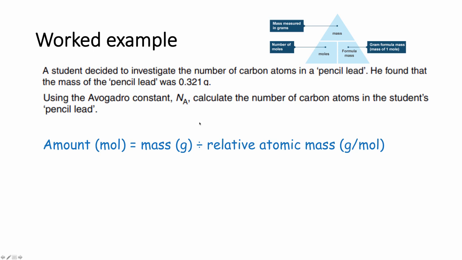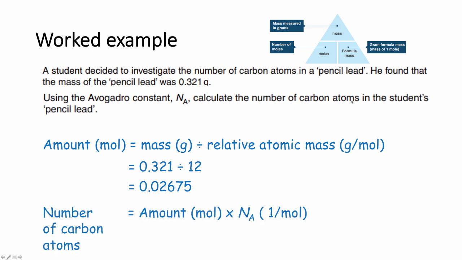So we want to know the amount of moles, so we need the mass given to us in the question, and we divide that by the relative formula mass, or in this case, because it's carbon atoms, the relative atomic mass. We divide the mass given in the question, 0.321, by the relative atomic mass, which we can find in our periodic table, of 12, and we calculate that as 0.02675 moles.